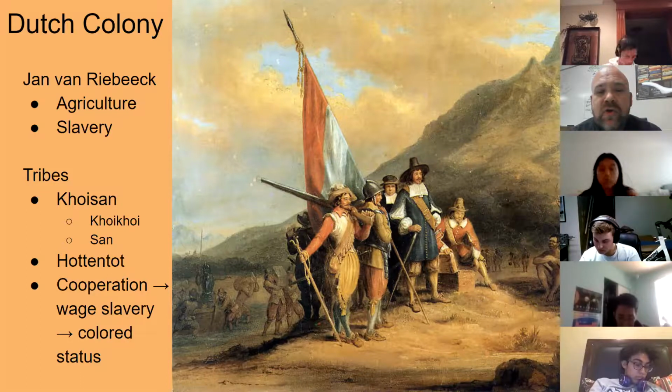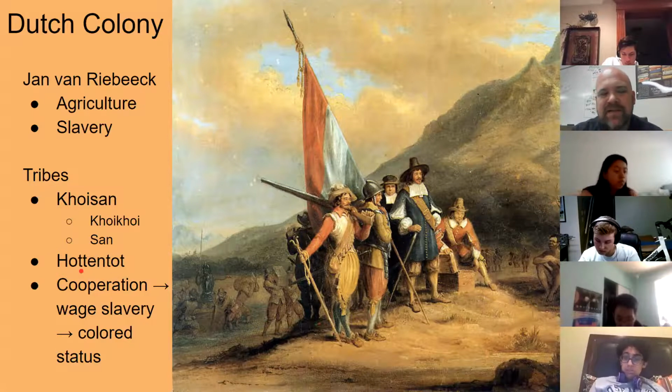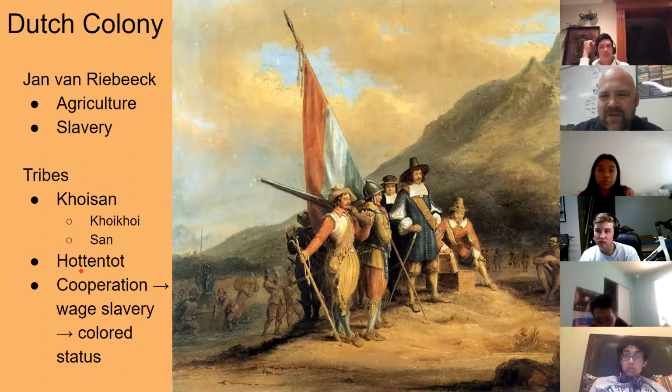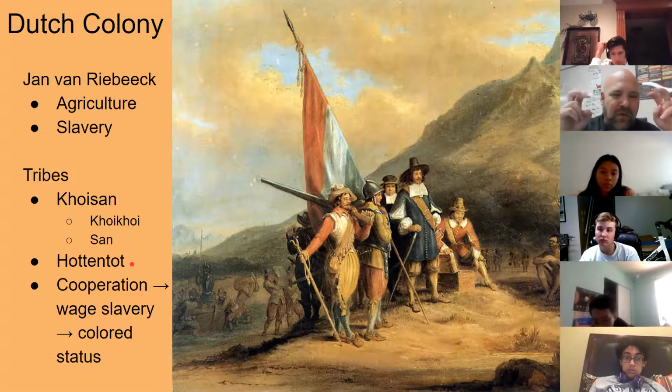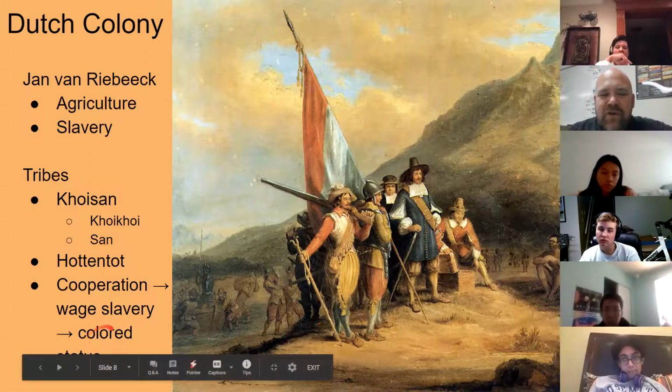Now, the Khoisan are going to be called Hottentots. That's a term you're going to encounter in the readings. It means something like what an American would say, "house Negro," like a house slave. A Hottentot would be like one of the good ones. So the Khoisan are important because they established something called colored status.